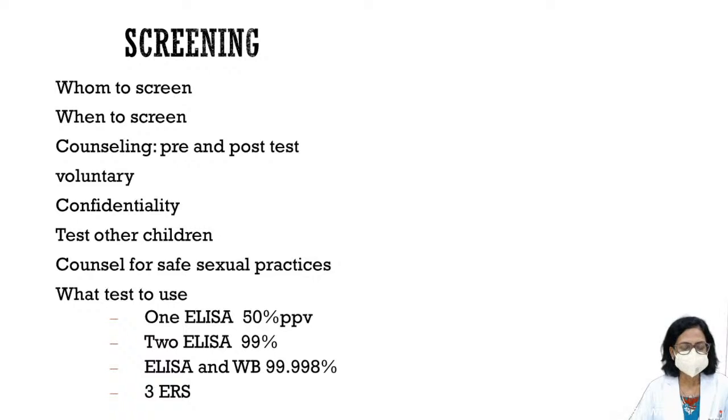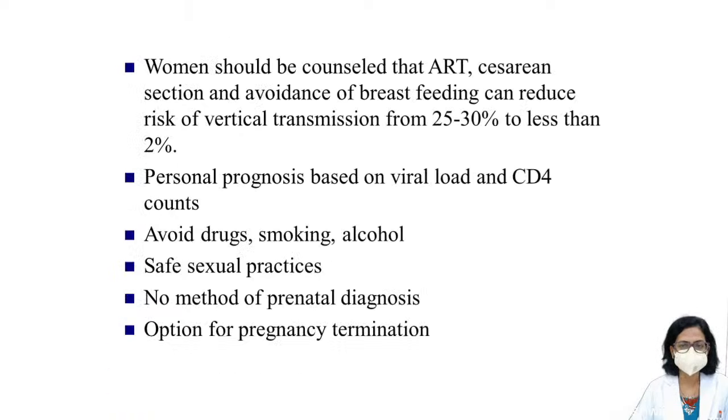We can use an ELISA antibody test, or we can use ELISA followed by a Western blot to confirm. What we do is 3 ELISA-based rapid tests using different antigen principles, and that has a detection rate of more than 99%. Women should be counseled that ART, cesarean section, and avoidance of breastfeeding can reduce the risk of vertical transmission. Personal prognosis should be given based on viral load and CD4 counts.